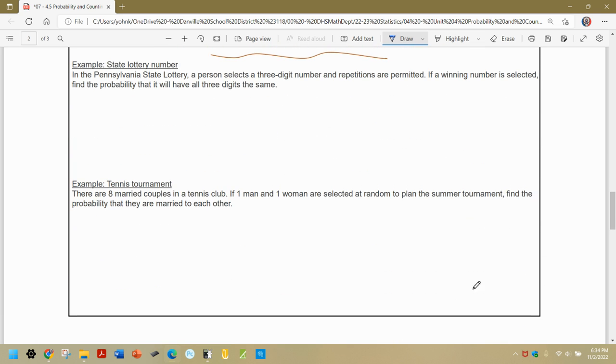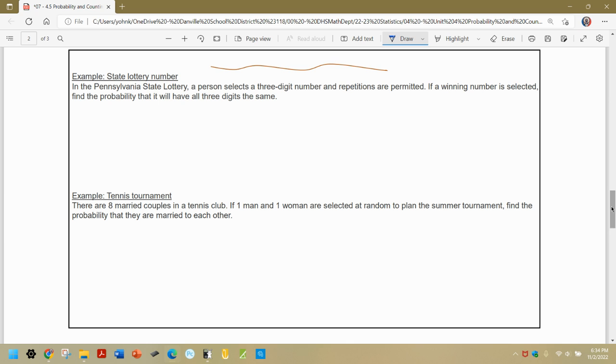All right. In the Pennsylvania State Lottery, a person selects a 3-digit number and repetitions are permitted. If a winning number is selected, find the probability that it will have all 3 digits the same. Let's think about this a slightly different way. We're still doing probability, so we still need total outcomes on the bottom. If we have a 3-digit number and repetitions are permitted, then I have 10 to the third, or 1,000 different ways to do that. So my bottom number is 1,000.